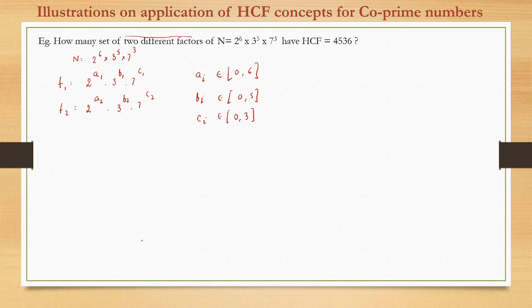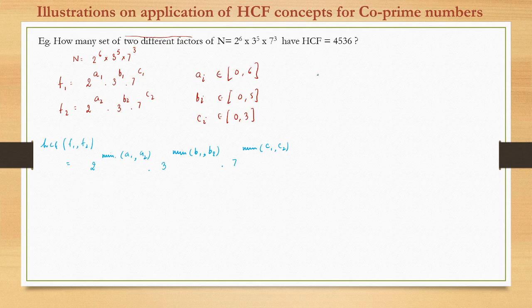Now let us see what would be the HCF of f1 f2. It would be nothing but 2 raised to power minimum of a1 a2. This is the way we find HCF. We take the common prime factor and then see the lowest of the index. Similarly in case of 3 it will be minimum of b1 b2. Similarly in case of 7 it will be minimum of c1 c2. So this way this is the HCF.